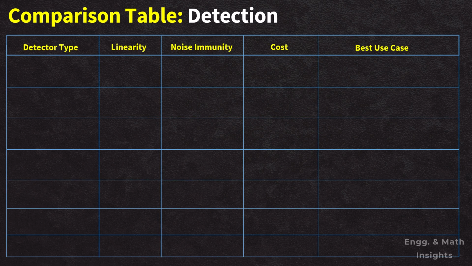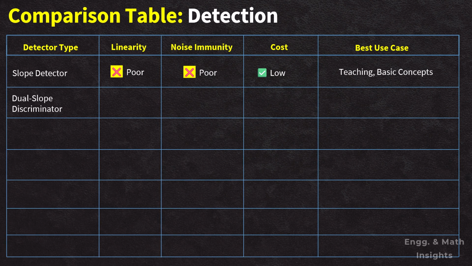Now let's compare the FM detection methods. First we have the slope detector. It has poor linearity, poor noise immunity, cost is low, it is basically used for teaching and basic concepts. Next we have dual slope discriminator. It has greater linearity than slope detector, but it has very low noise immunity and cost is also low. It was used in early analog receivers.